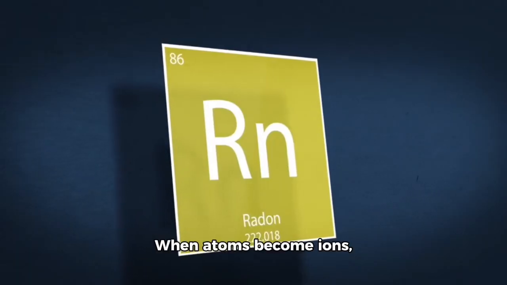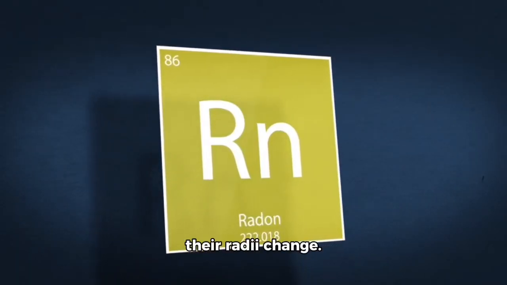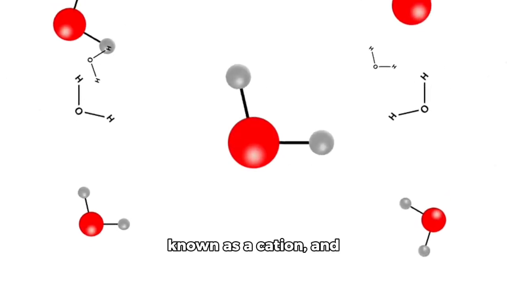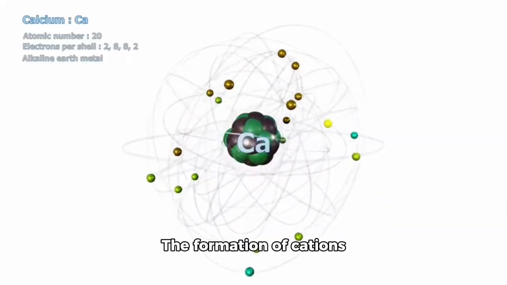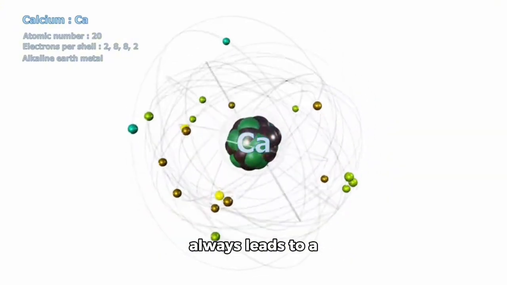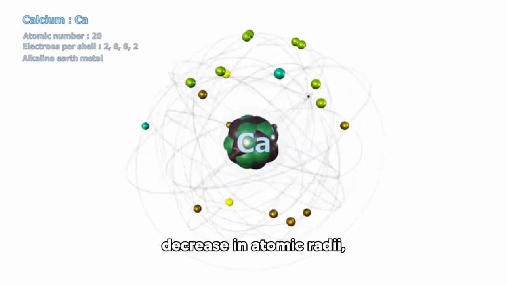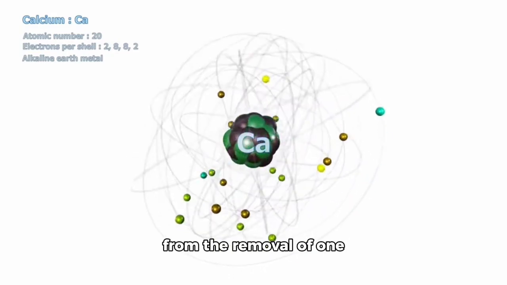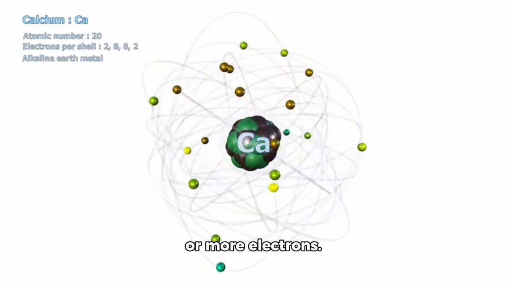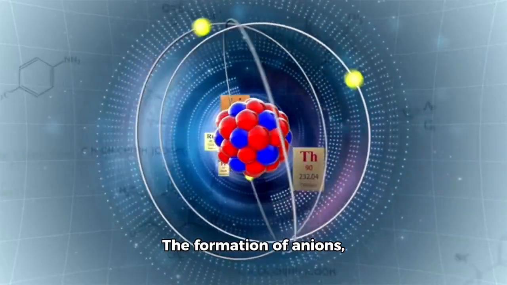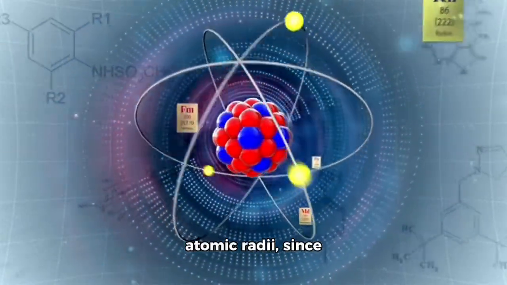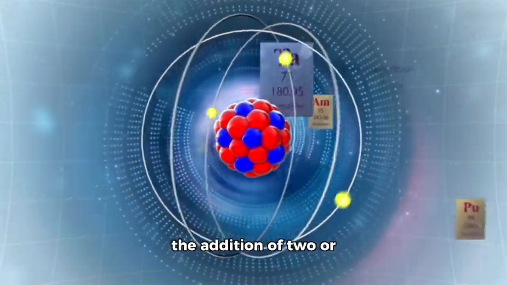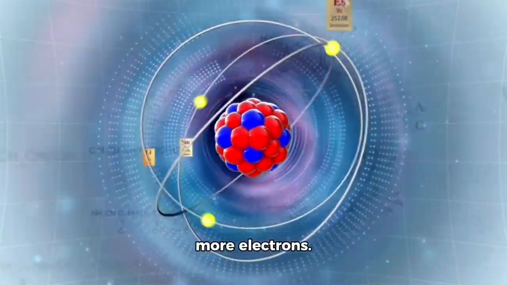When atoms become ions, their radii change. A positive ion is known as a cation, and a negative ion is known as an anion. The formation of cations always leads to a decrease in atomic radii since cations are formed from the removal of one or more electrons. The formation of anions, on the other hand, always leads to an increase in atomic radii since anions are formed from the addition of one or more electrons.